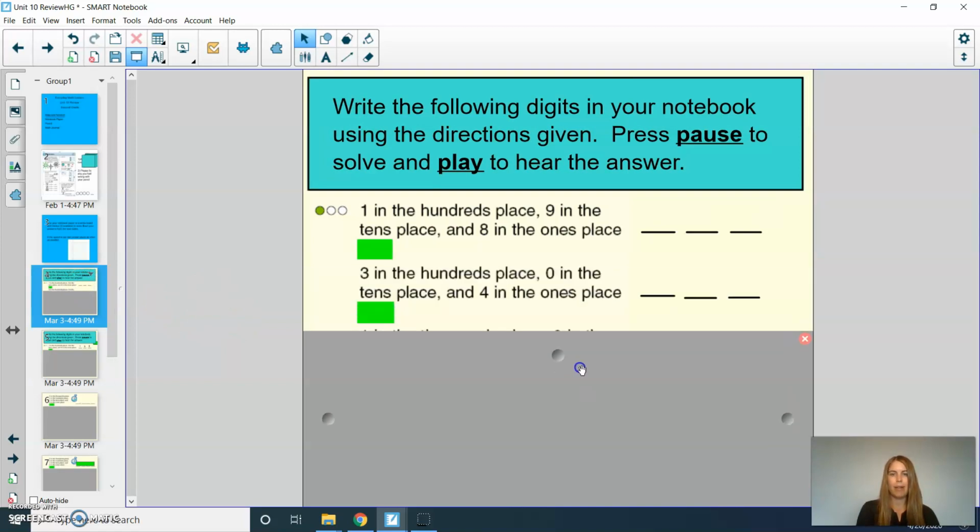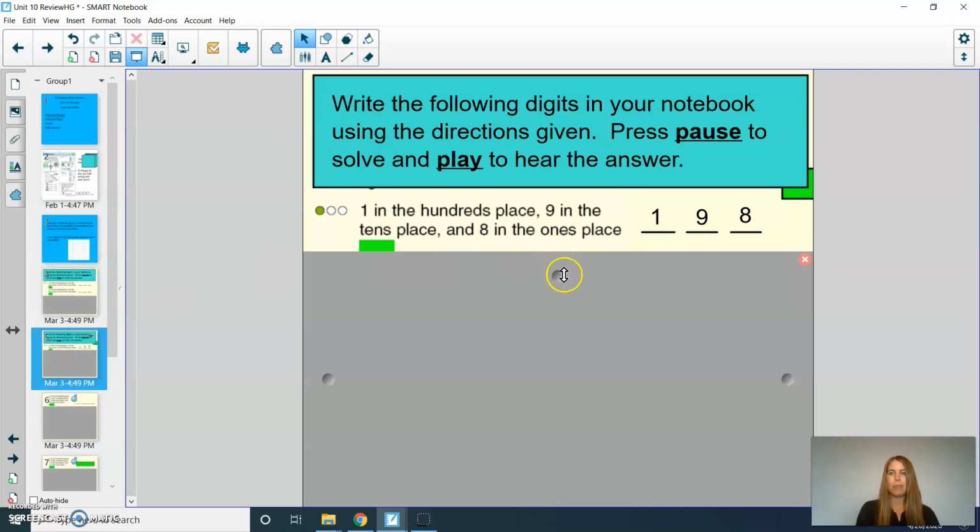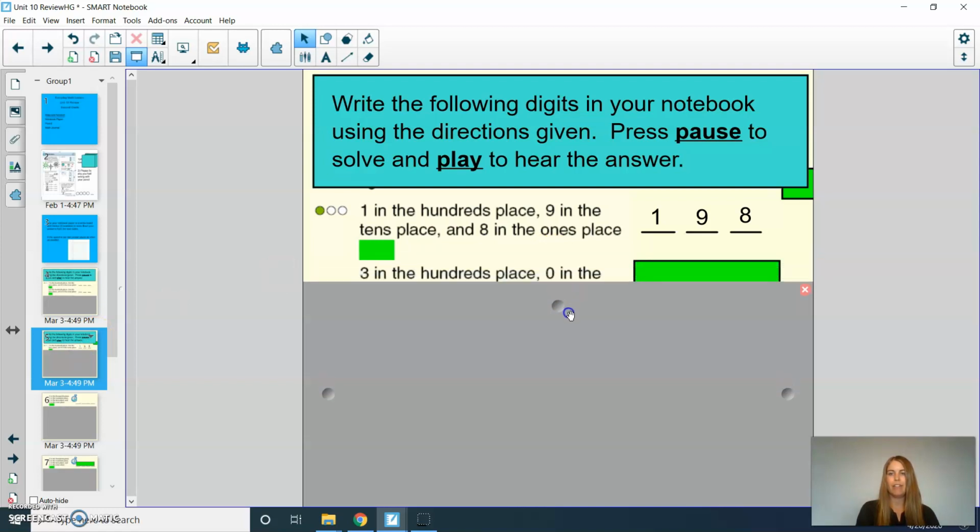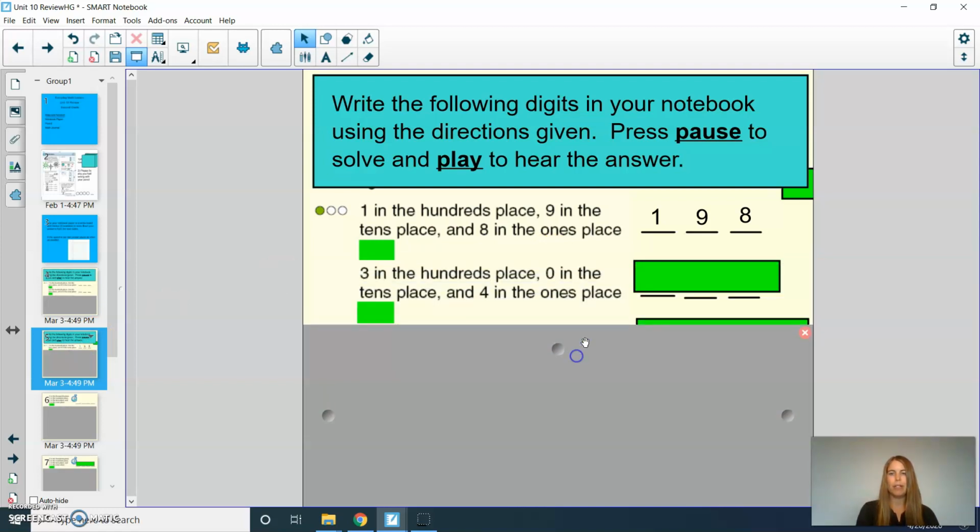This time, again, if you can line up your 3 dashes, put a 3 in the hundreds place, a 0 in the tens place, and a 4 in the ones place. If you need more time, press pause. If you're ready, your number should match mine. A 3 in the hundreds, a 0 in the tens, a 4 in the ones, giving me the number 304.